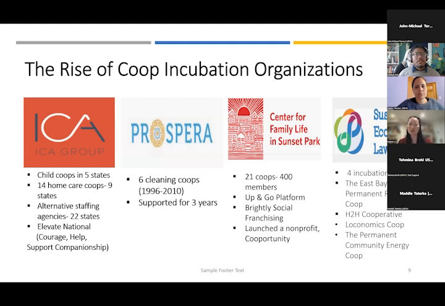And then Prospera, which used to be Wages in the past, was also organizing cleaning co-ops in the 1990s. Do you remember? They were focusing on one industry, which was cleaning, and they grew rapidly to form 6 cleaning co-ops with hundreds of workers. Sustainable Family Life is very well known, as you know, starting in 2006 with a cleaning co-op. Now they have organized 21 co-ops, including a platform co-op, which is Up & Go.